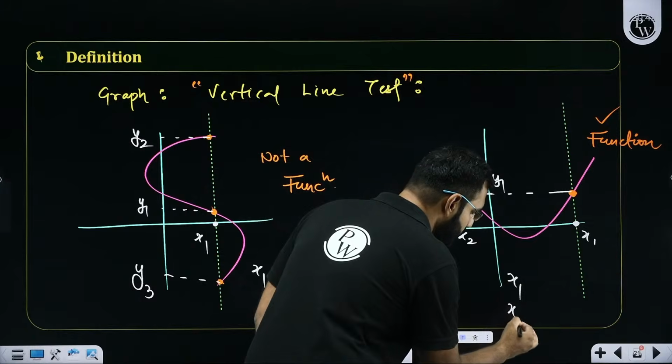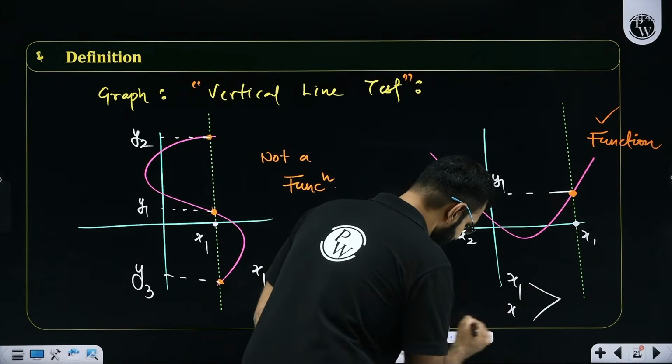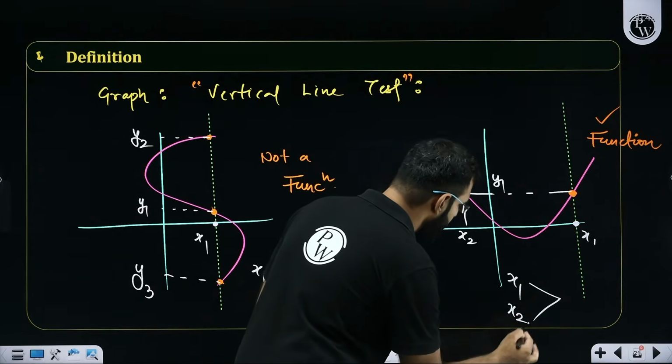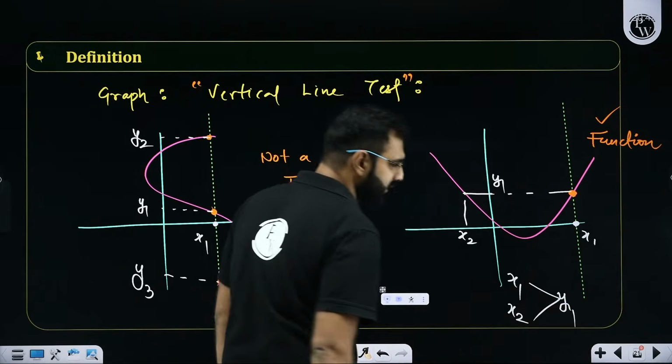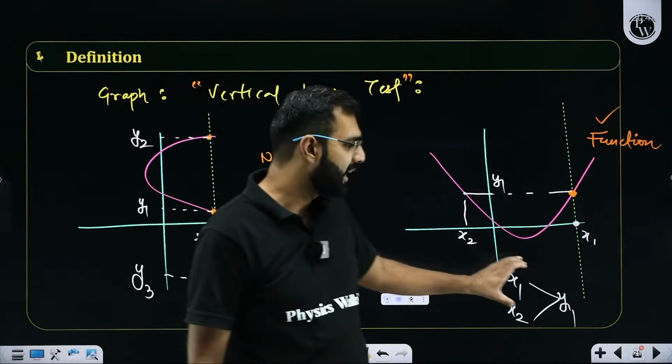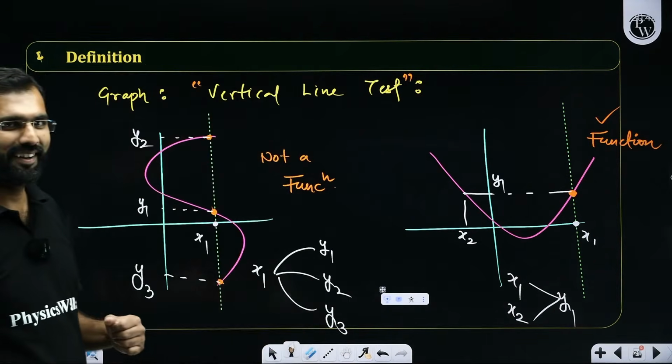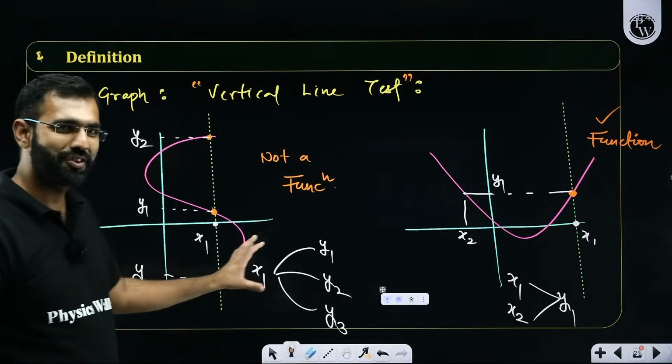Sir, x1 and x2 both have an image. They both have an image y1. So is it really a problem? Many to one is definitely not a concern for us. What is the concern? The concern is one to many should not be there.